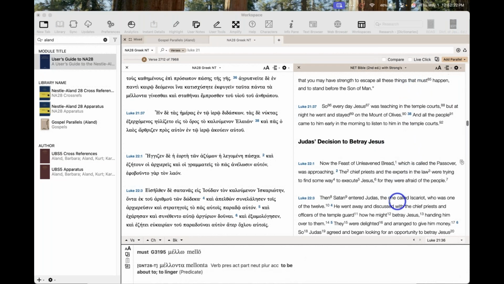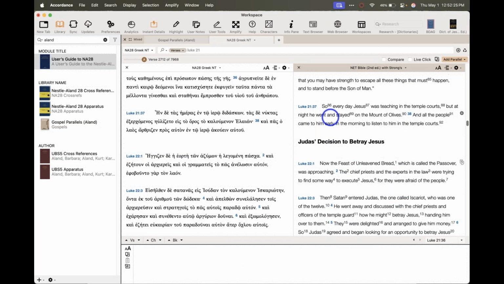Yeah, here's a question. Somebody says, I have been taught Matthew is more topical in its arrangement, Luke is chronological, and Mark tends to be more like Luke than Matthew.